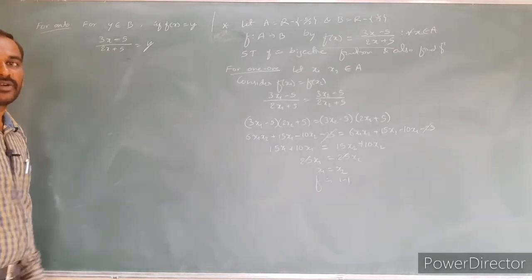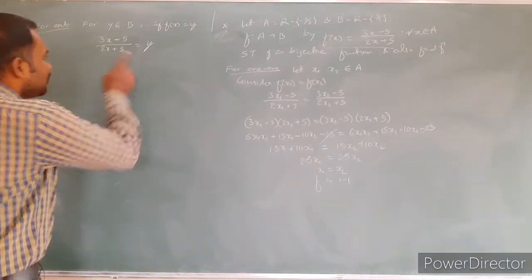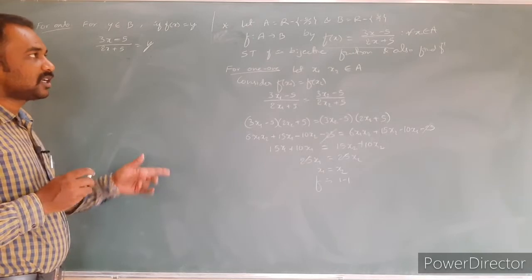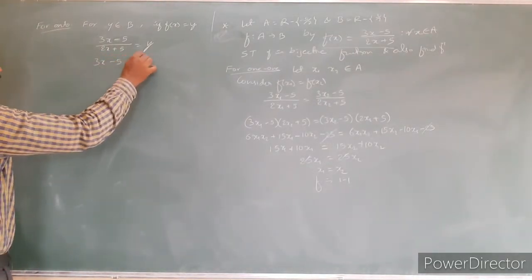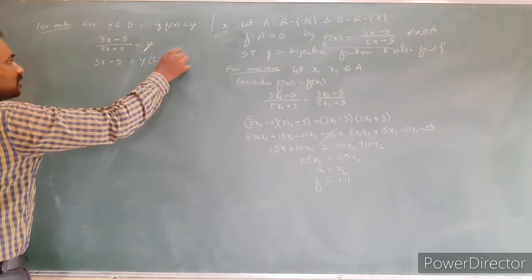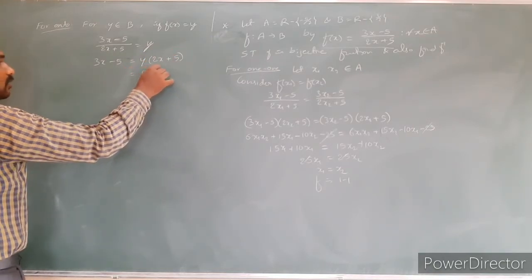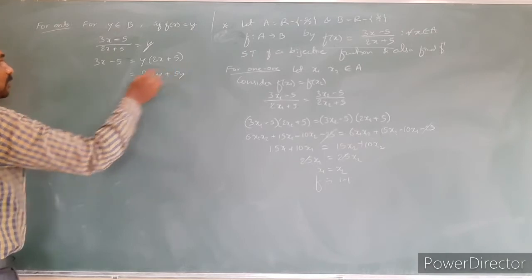That means x is equal to, purely in terms of y, is required. Already this type of problem is solved. Okay, cross multiply and simplify. 3x minus 5 is equal to y into 2x plus 5. Right hand side, open the bracket: 2xy plus 5y.